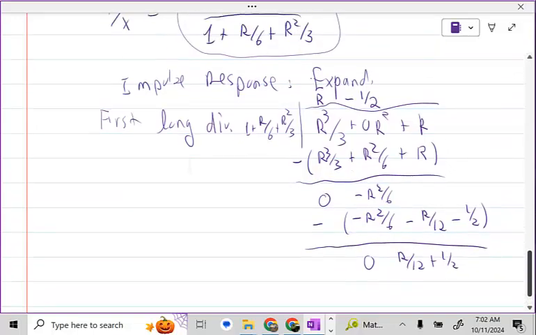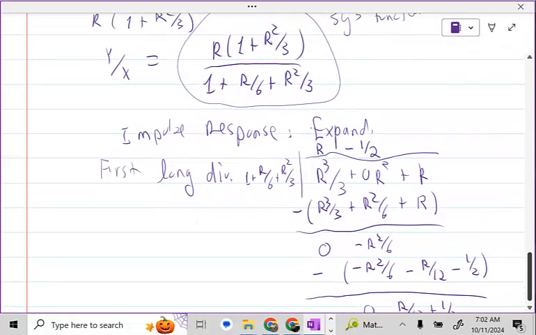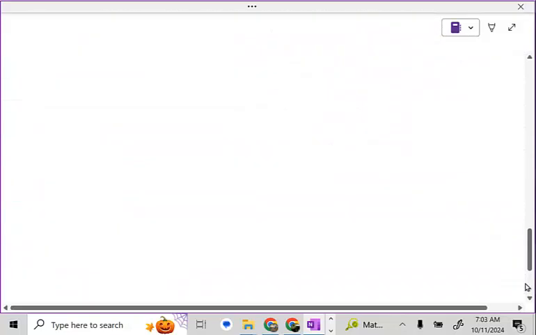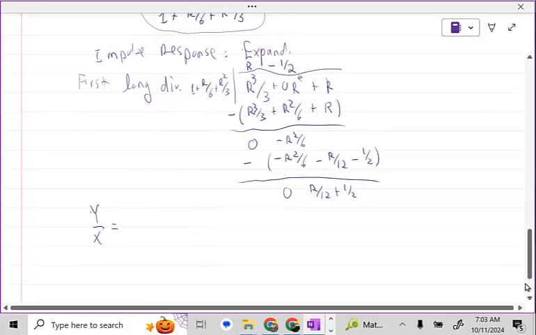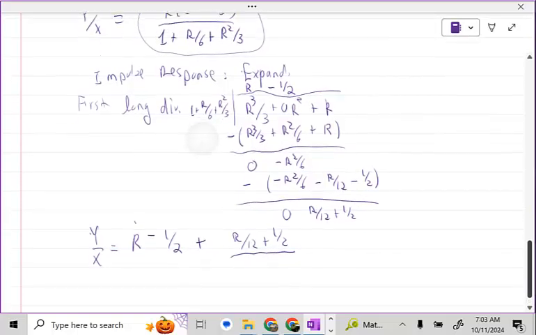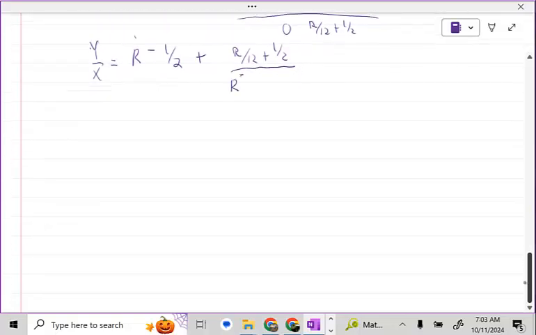So I could rewrite my impulse response if I wanted to. I have the integer part, which is r minus 1/2. So y over x is equal to, what did I write again? Here, let's squish it like this so we can see. It's equal to r minus 1/2. And then I have plus what's left over, which is the r, looks like I could write this as r over 12 plus 1/2 divided by this stuff here, which was, let me write it the other way around, r squared over 3 plus r over 6 plus 1.